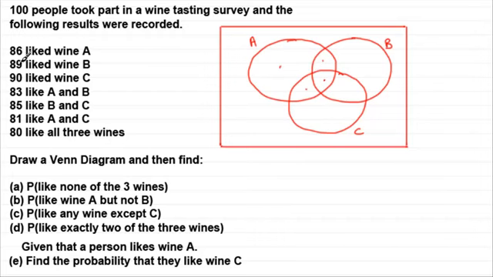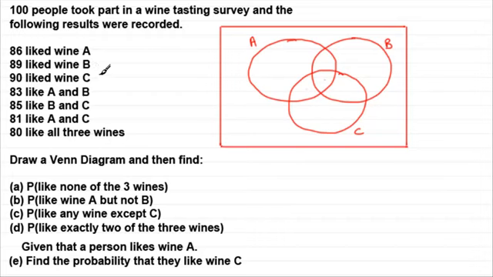Well, we're not in a position to know what each of these individual numbers are. Similarly, it says 89 like wine B. And that means that essentially this region, this region, this region, and this region should total 89. Again, you shouldn't write 89 in here. That's 89 just like wine B. And the same argument applies when we look at 90 that liked wine C. Okay?